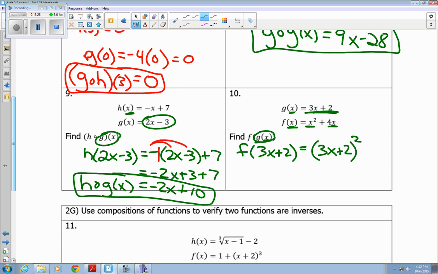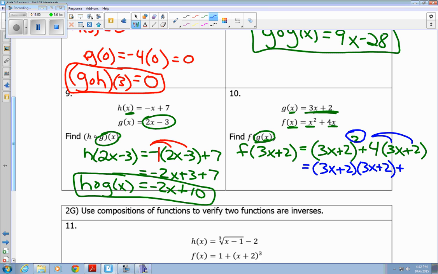Alright. This square means times itself. So we need to rewrite this. 3x plus 2 squared means 3x plus 2 times 3x plus 2. And then we can multiply this 4 in if you like. So 4 times 3x is 12x, 4 times 2 is 8. And let's multiply this all out.